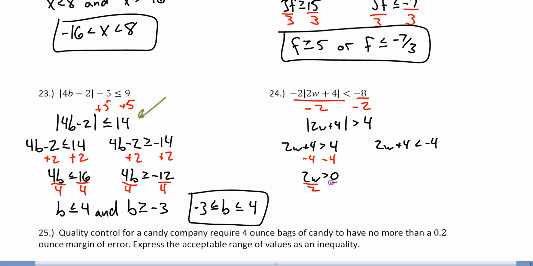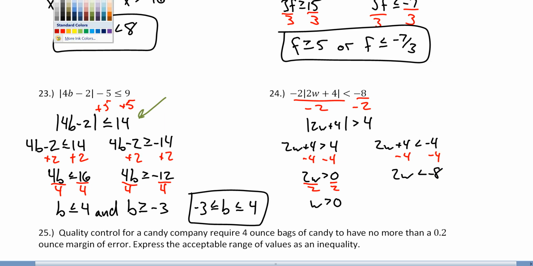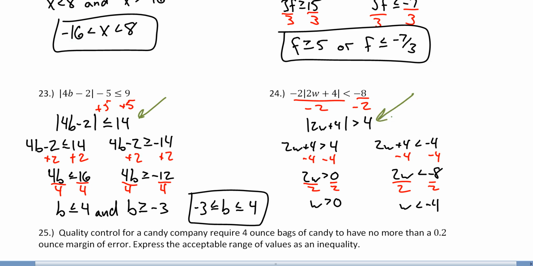Just undoing my order of operations as I go. And I solve the next one, subtracting the 4 and then dividing by the 2. And then the last thing I have to do here after I finish solving this guy is decide if this is an and or an or inequality. And when I look at this one, the step I have to look at is when the absolute value is by itself. I got to look at this step right here, which says the absolute value is greater than, so I have to do an or in between these guys. This one's going to be an or inequality.